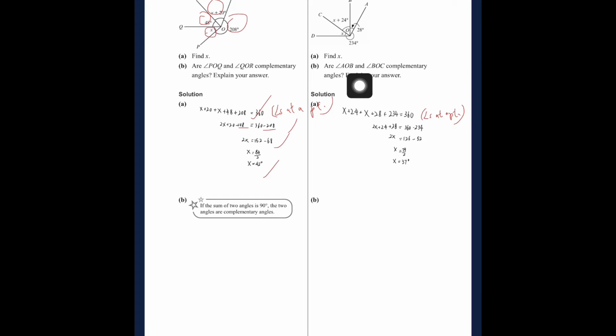solve the equations. So x plus 24 plus x plus 28 plus 234 to become 360. So solving the equation, moving all the numbers to the right hand side, so x will be 37. Right, but the two part B haven't finished. Okay, I think John Cottam may forget the reason for complementary angles. So you can see the box here. Complementary angles means the sum of two angles is 90 degree.